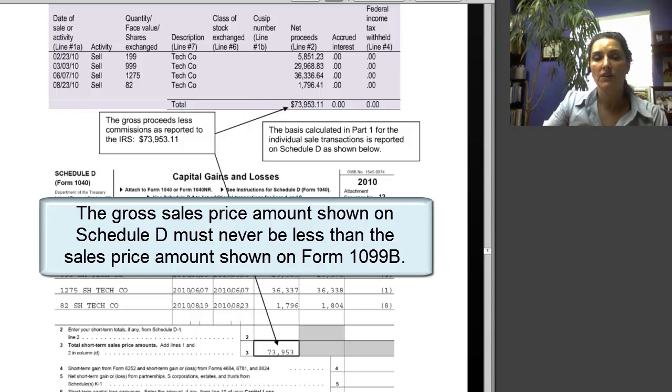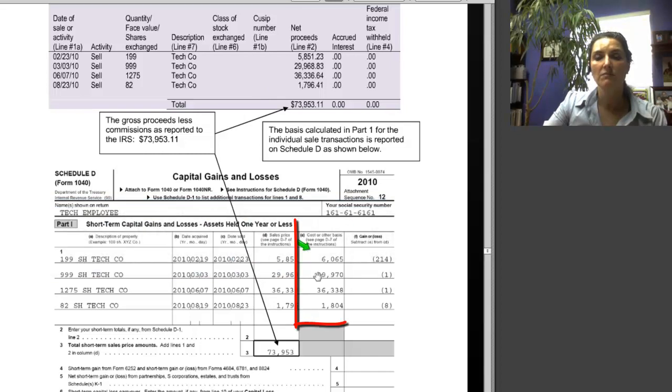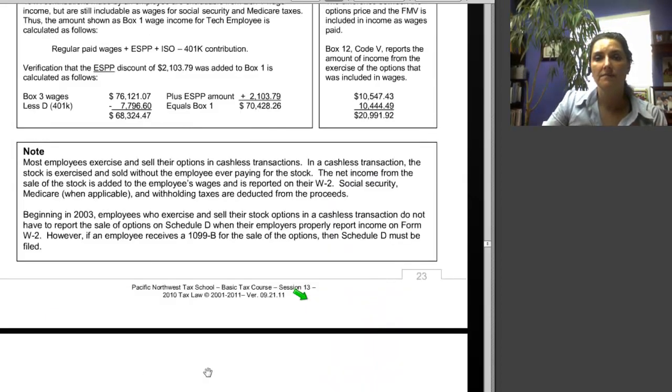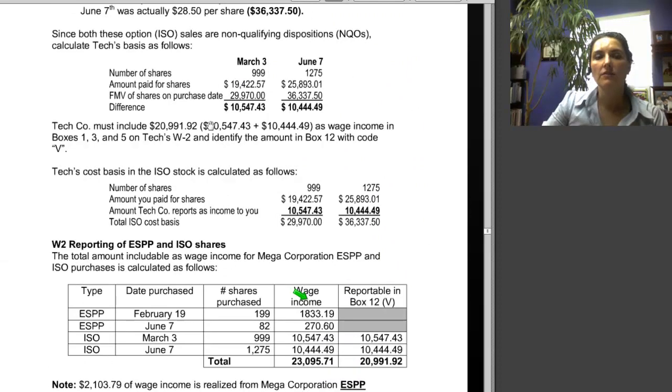The next part is to go and look up the cost. Well, the cost basis to tech employee on each of these stocks is the amount that he paid plus the amount included in his income as wages. So ultimately, the cost that we show here for this employee balances out to the cost that we're showing here.